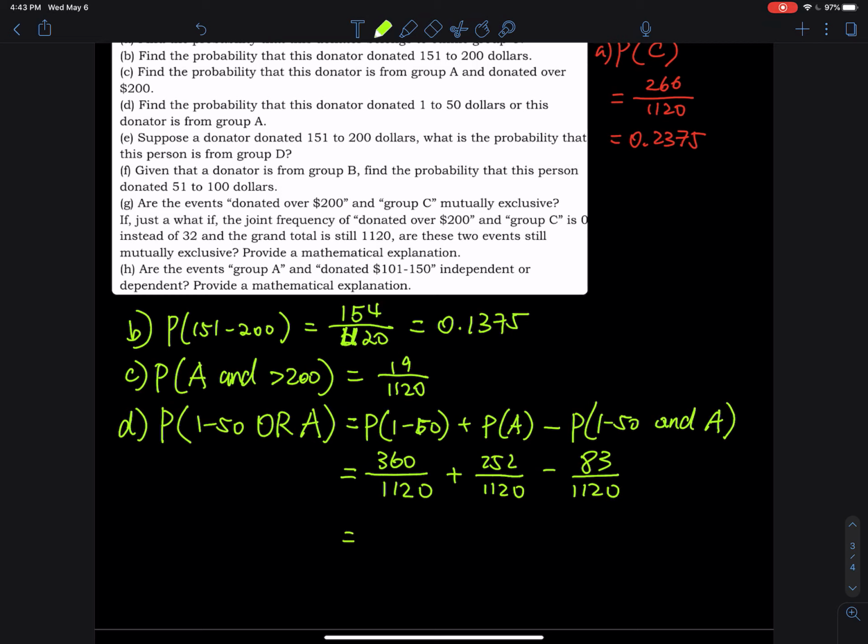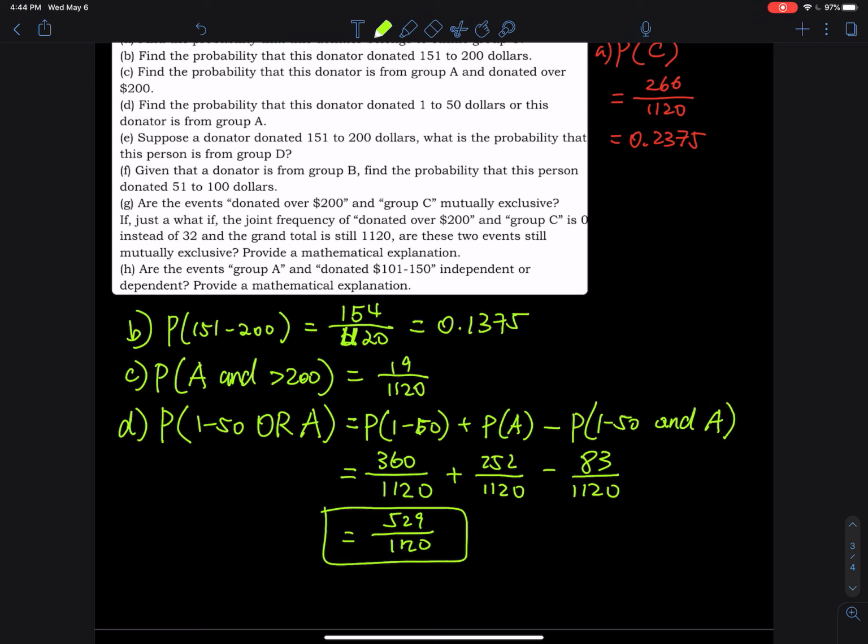All right, so we have 360 plus 252 minus 83, which equals 529 divided by 1120. That is your answer. I leave the approximation to you.